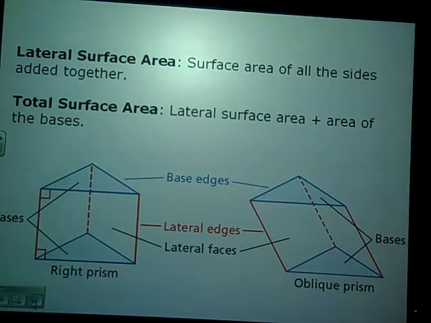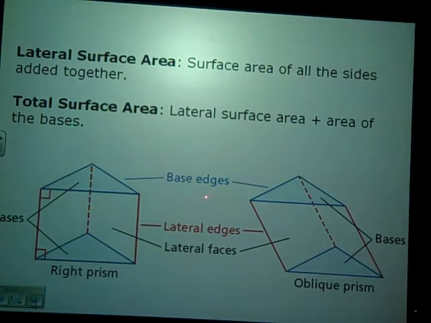So first, a little vocab. Lateral surface area. It's the surface area of all the sides added together. Total surface area: lateral area, area of the sides, plus area of the two bases. Note, in a right prism, the bases are directly above and below each other. Right angles right there, hence right prism. These surface area formulas apply to right prisms.